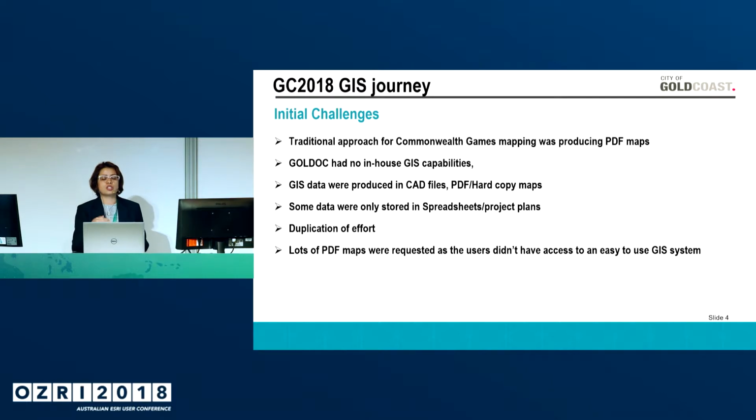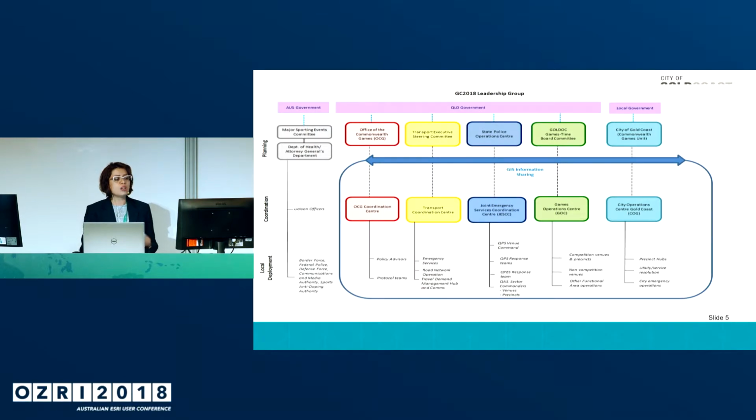And therefore, at the initial stages, we were receiving lots of requests to produce PDF maps for different functional areas. So all these challenges really highlighted the need to develop a collaborative approach to information sharing for all the spatial data sets.